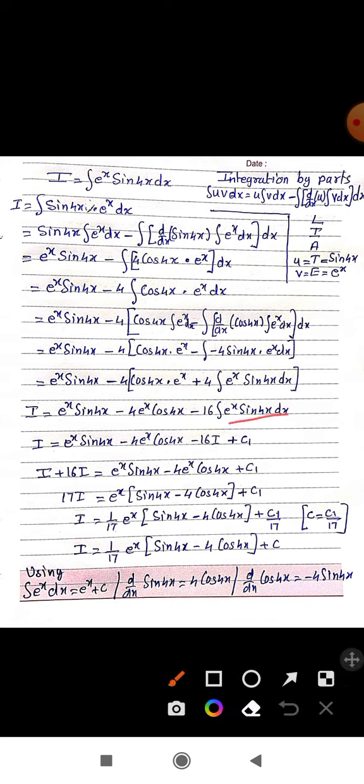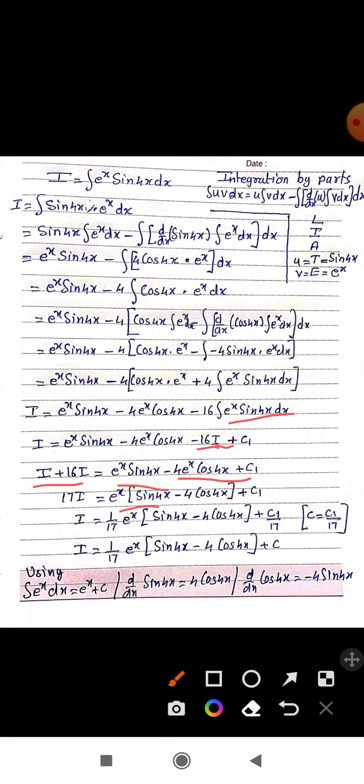Now e raised to x sin 4x dx is I. So we will get minus 16I. So that is equal to I plus 16I is equal to e raised to x sin 4x minus 4 e raised to x cos 4x plus c1.